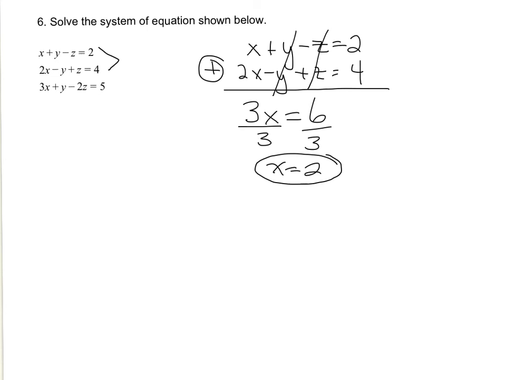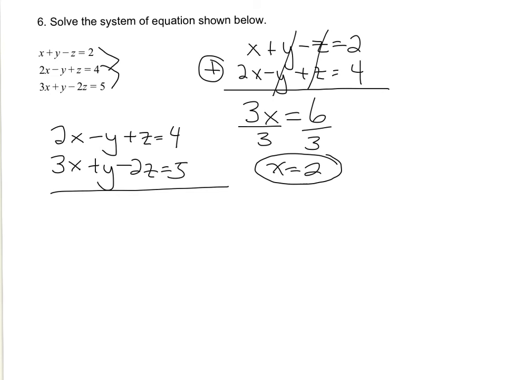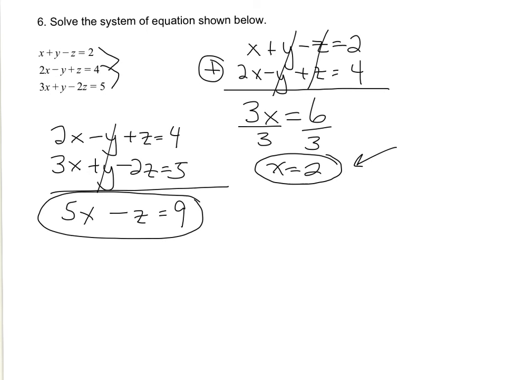Next, I'll look at these two equations, 2 and 3, and I'll try to eliminate y again. I picked y because it looks really easy to eliminate in these two as well, because they're already opposites. Now, you'll notice z does not eliminate in this case. So this gives me 5x, these eliminate, minus z equals 9. So we have this equation. Now in a typical problem, this might have an x and a z, and then you would just eliminate the two we have.